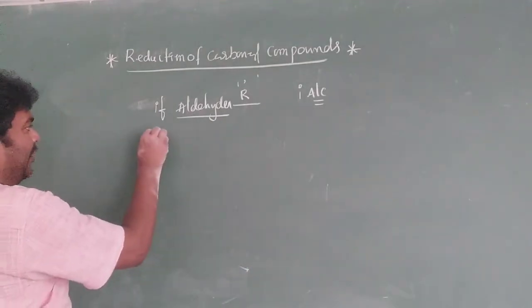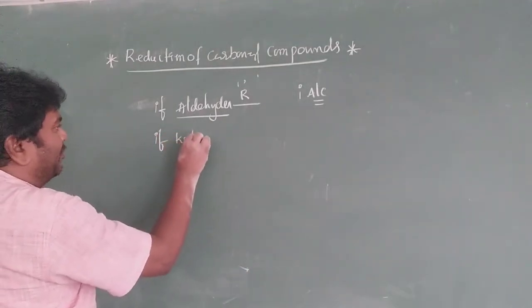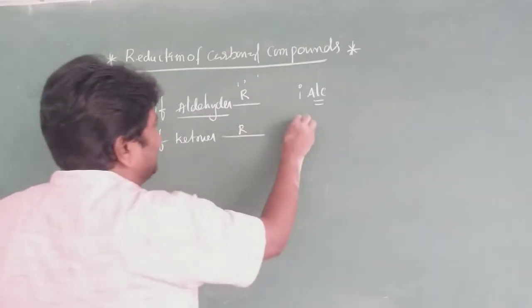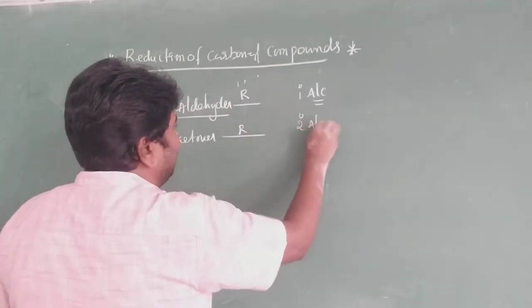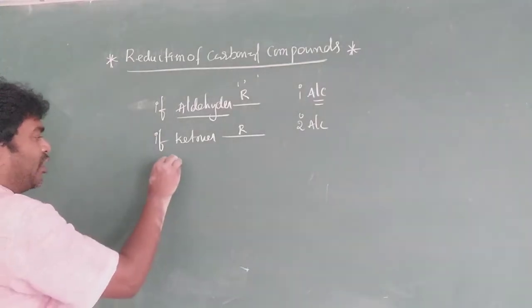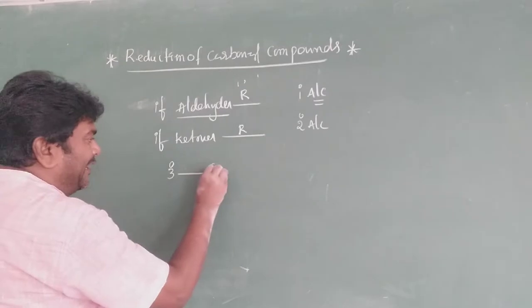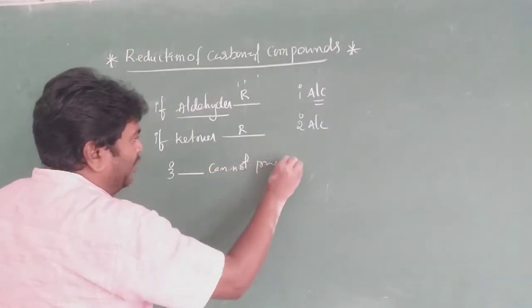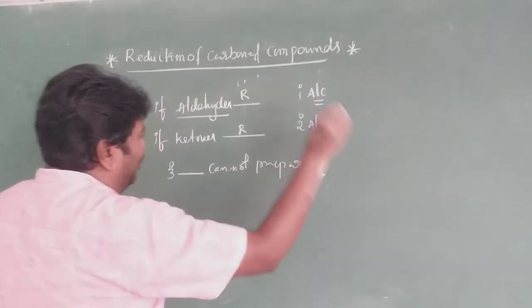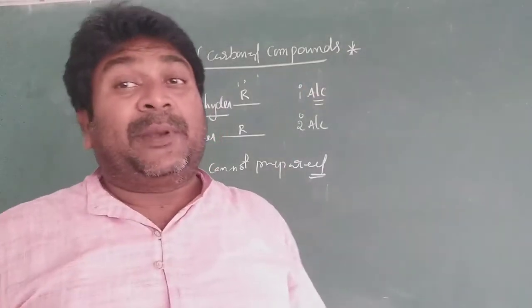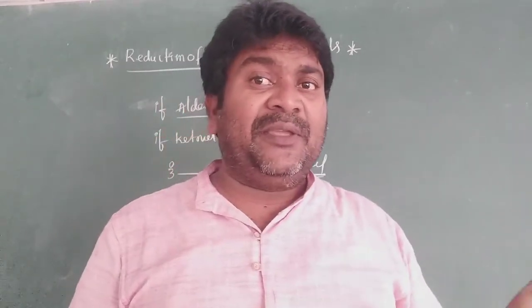If ketone undergoes reduction, you will get secondary alcohols. Secondary alcohols. Okay. Tertiary alcohols cannot be prepared. So you have to remember, the same reactions you have to utilize for the preparation of alcohols. It is very very important.